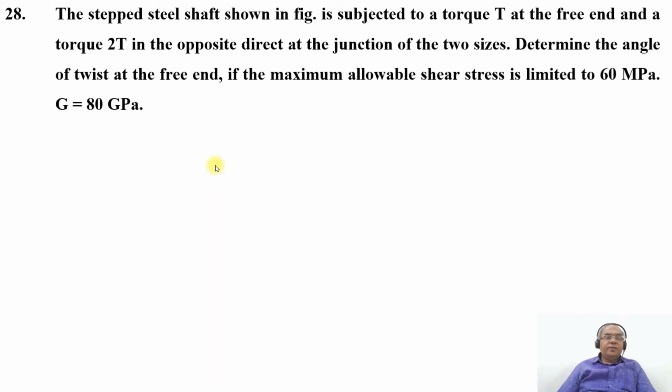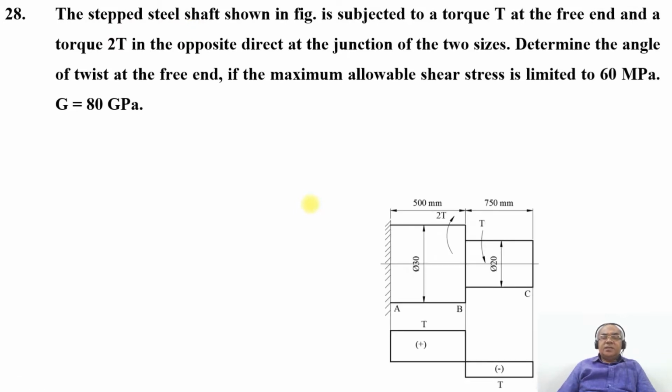Now, in this video, we're going to take up one more problem on shaft, problem number 28. It reads: the stepped shaft shown in figure is subjected to a torque T at the free end and a torque 2T in the opposite direction at the junction of the two sides. Determine the angle of twist at the free end if the maximum allowable shear stress is limited to 60 MPa. G will be equal to 80 GPa.